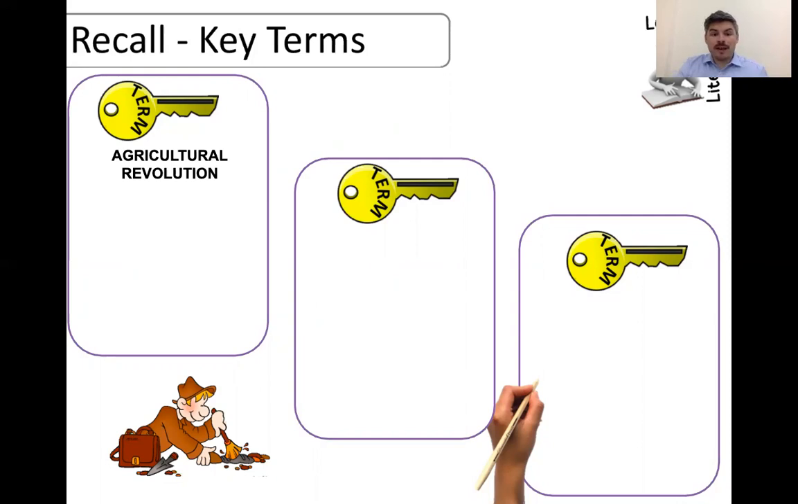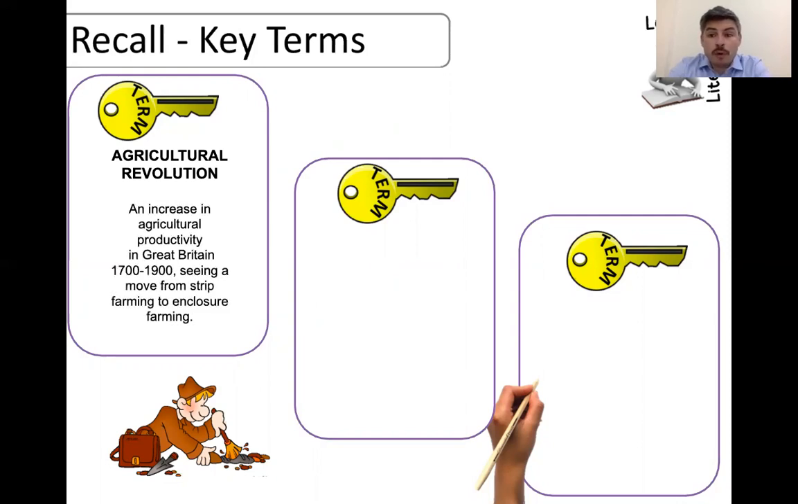Okay, so let's compare your definition. Let's see what you got. So agricultural revolution, what was this? This was an increase in agricultural productivity in Great Britain from 1700 to 1900, seeing a move from strip farming to enclosure farming. So what does this mean? It means agriculture, you should know this is to do with farming, and it means that Britain was going to produce much more food, and it was going to produce it easier than it had done before due to changes.